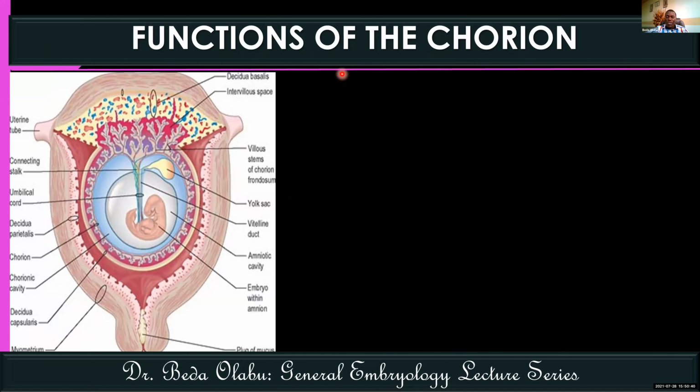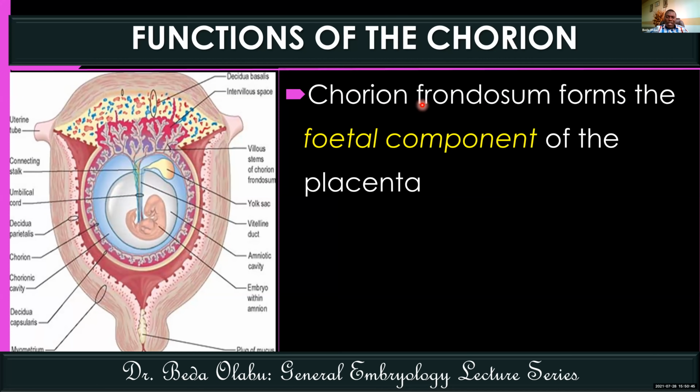What are the functions of the chorion? The chorion frondosum forms the fetal component of the placenta. I consider that as a function as well as a fate, basically. The chorion frondosum contributes to the formation of the placenta.